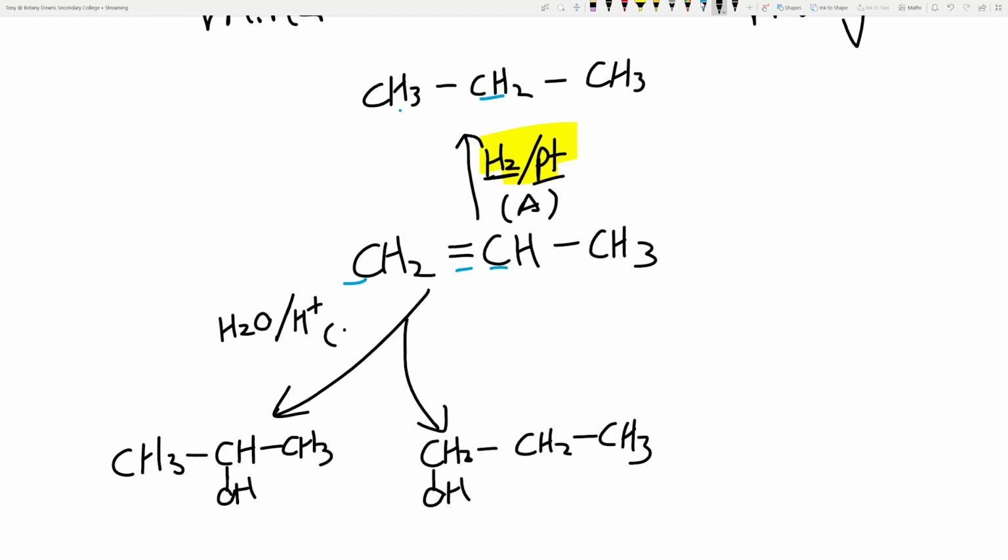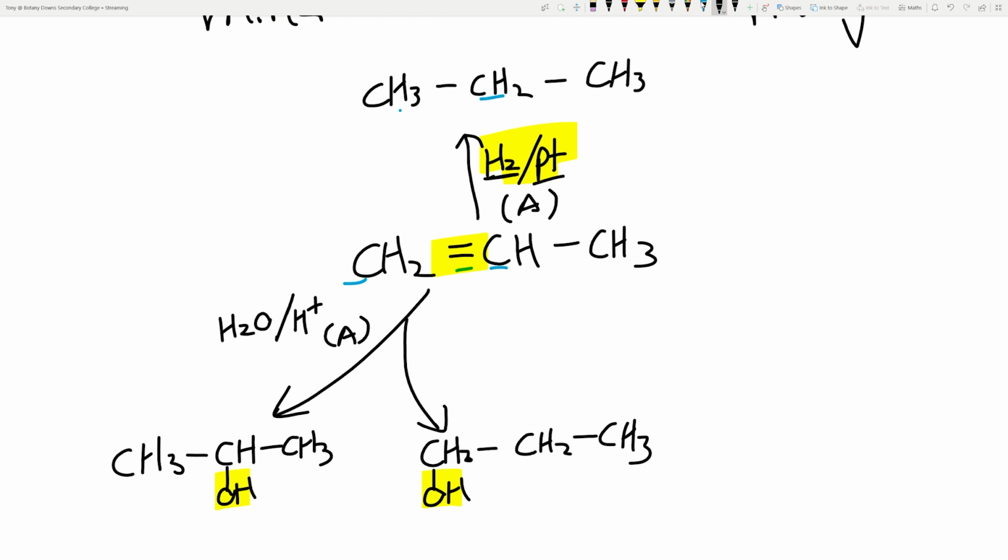So again, this is an addition reaction, because what we have done is break the double bond, and then I added the OH on the carbon in the middle, and in this one I added the OH on the carbon on the left, and the other one gets a hydrogen, right? So which one's major, which one's minor?